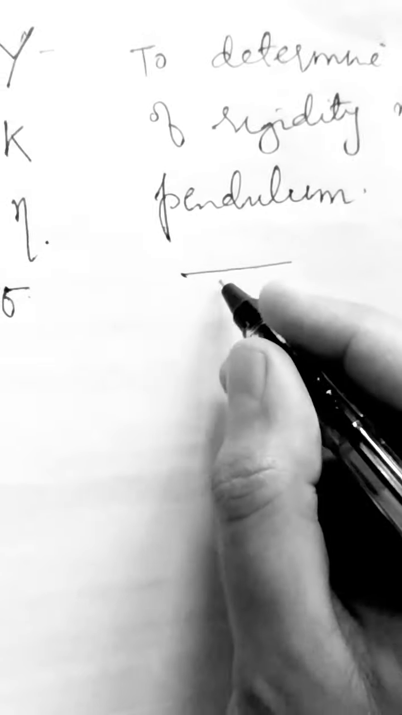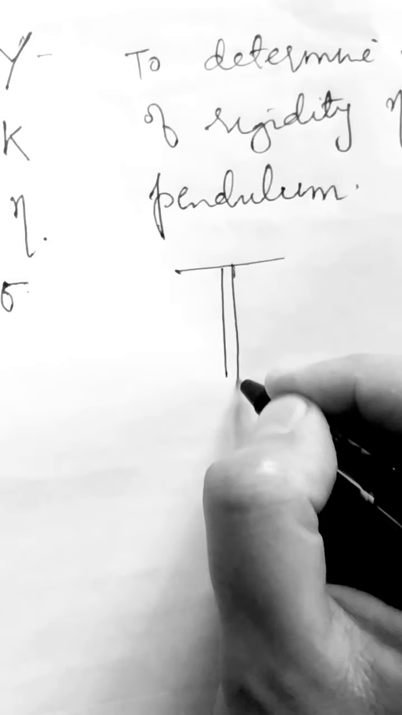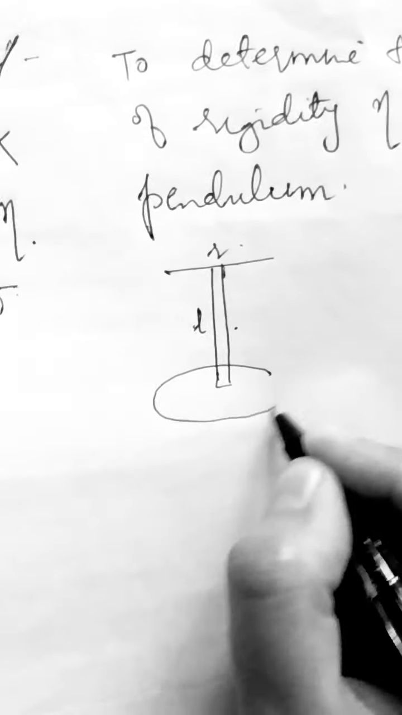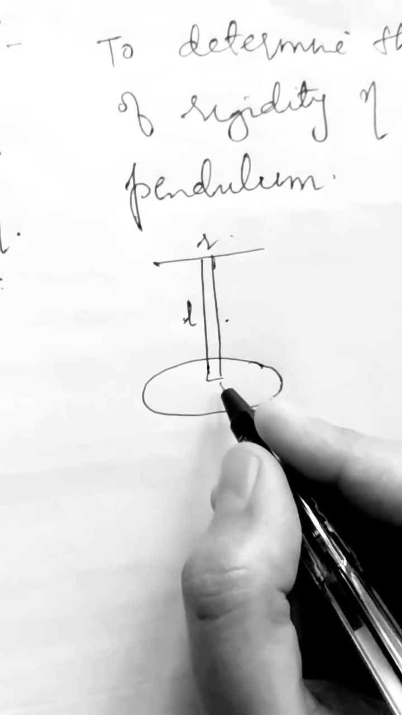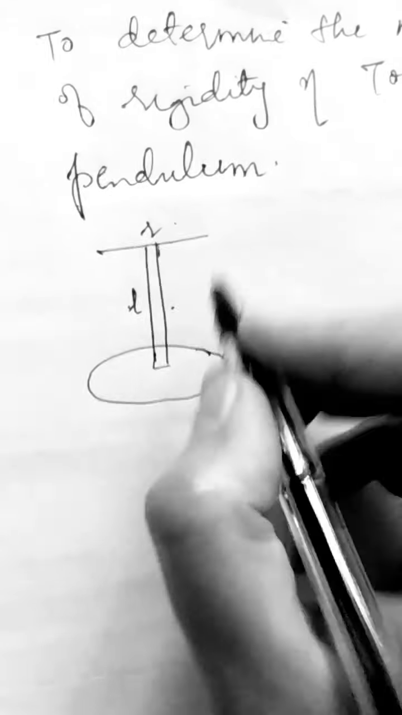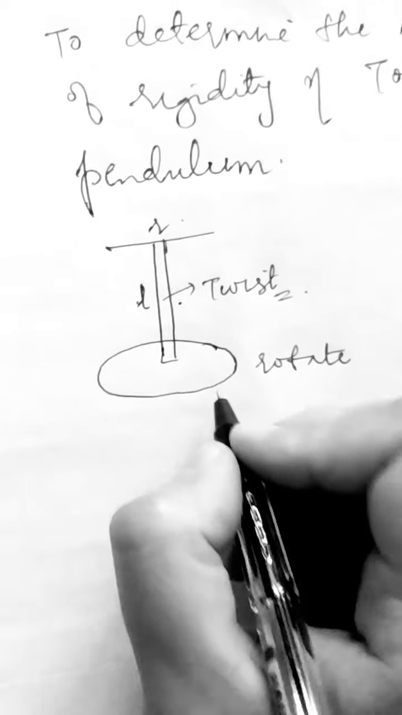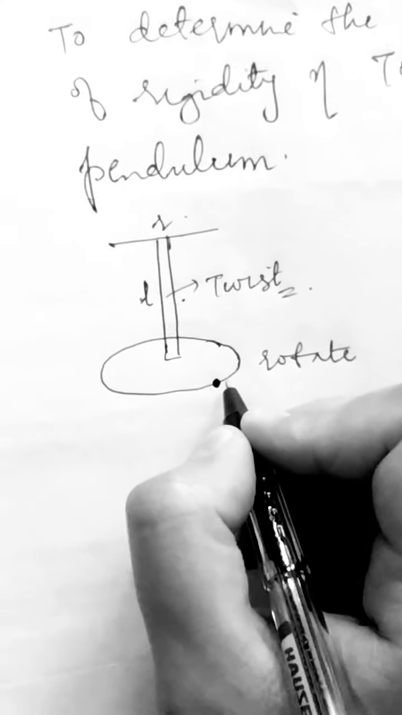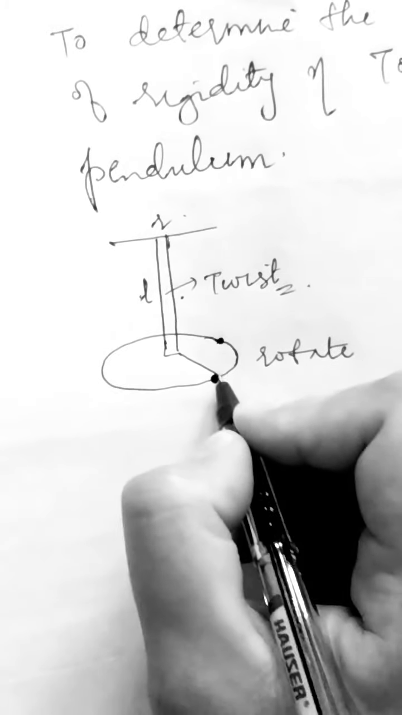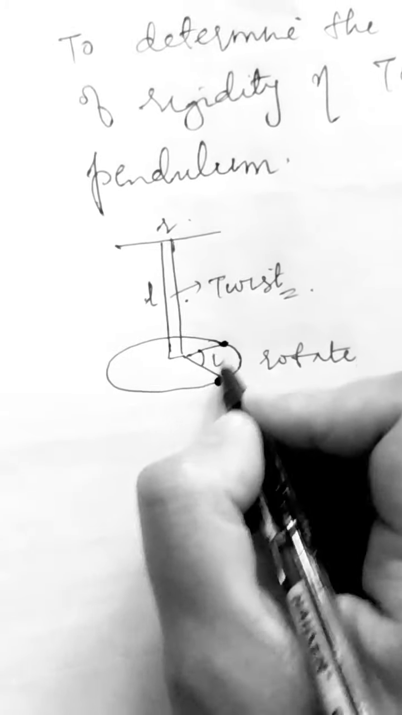Now we begin as simply as this. Suppose we have a wire or a rod that is fixed at one end. The length of this rod is L, its radius is small r, and at another end a disc is connected to it. The disc is so fixed that we are able to rotate it. Once we rotate the disc, this produces a twist in the wire. Suppose you have a point that you could initially locate at this point. Now after giving it a twist, you are able to locate it at another point, right? And this has turned through a certain angle, and that angle is theta.